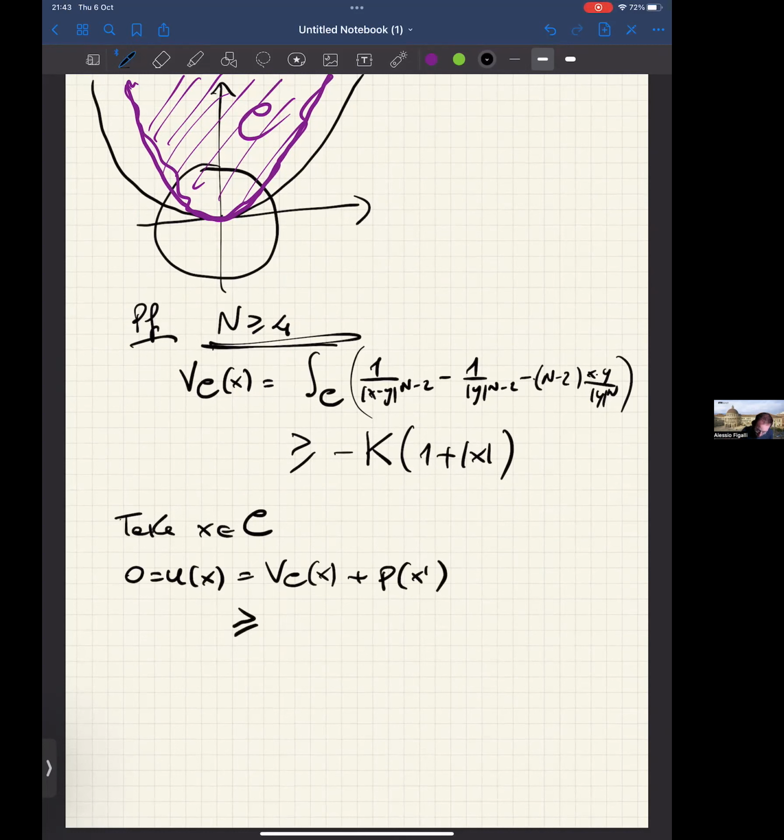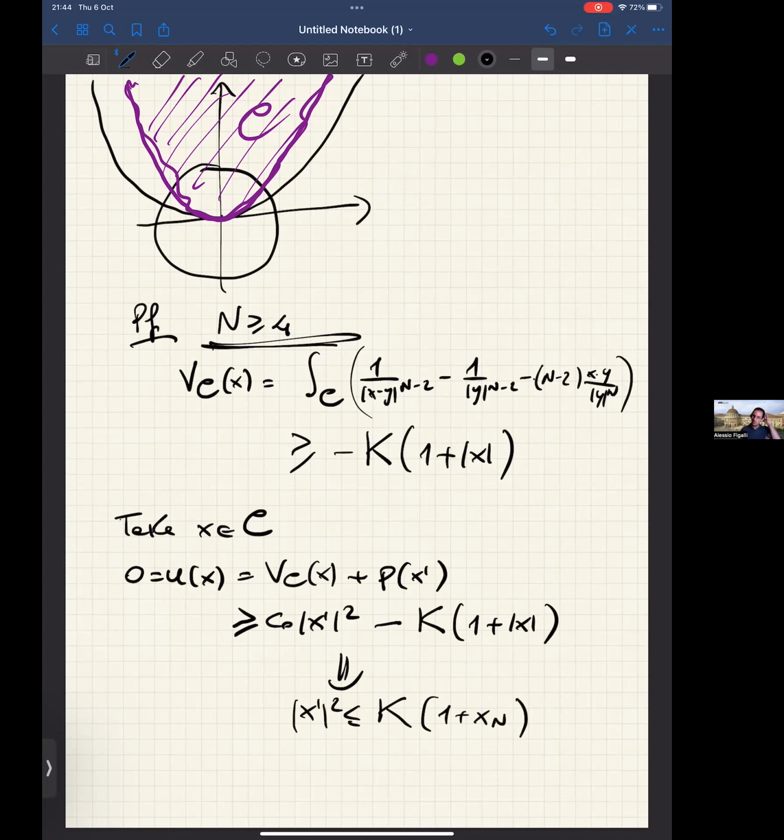And this is greater or equal. So the polynomial I told you is positive definite. It's strictly positive definite. So it's going to be a constant times x prime square minus kappa 1 plus norm of x. And this, you just do the algebra. This implies exactly that x prime square is bounded by a constant times 1 plus xn, for a different constant, which is exactly the inclusion in a parabola. So for n equal 4, it's a short couple of pages computation, just a couple of pages because you need to do this computation here on the top. But it's nothing difficult. You just have to be careful.